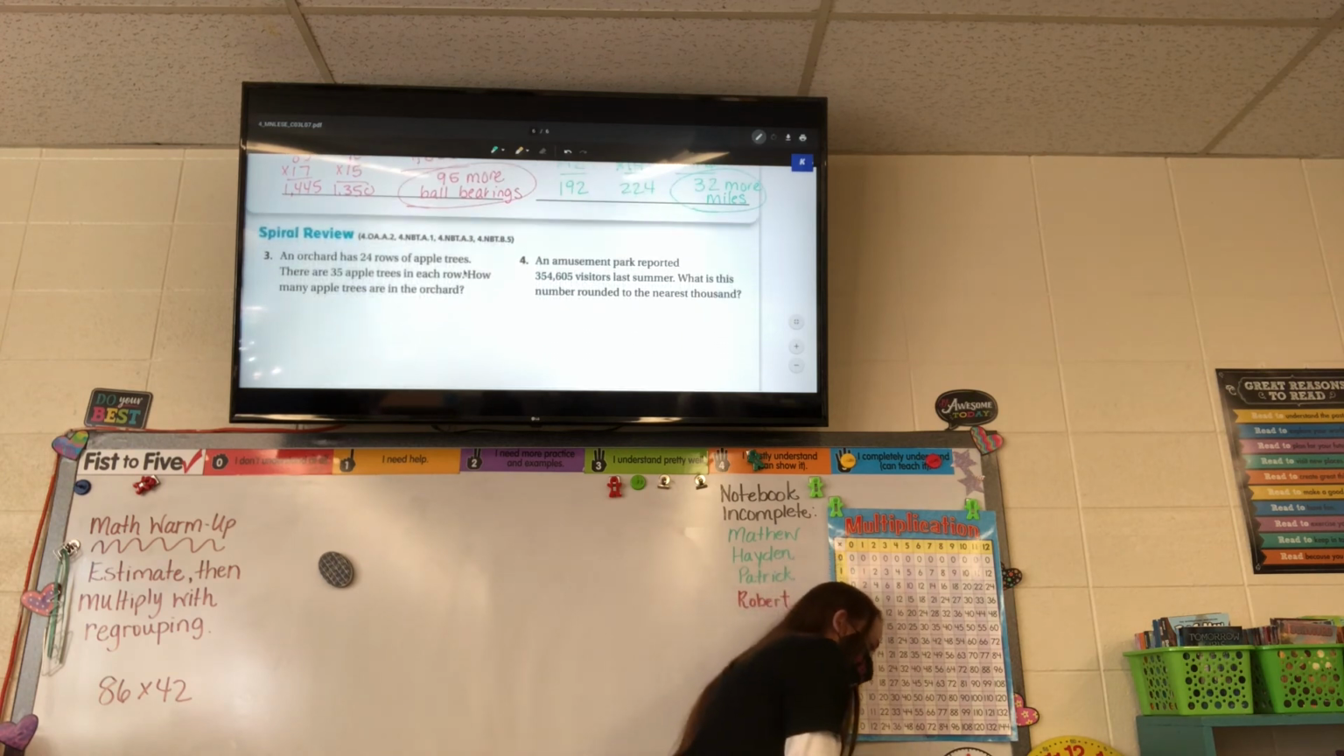Okay, 35 times 24. Write this down, show your work. 4 times 5 is 20. Put down the 0. Carry the 2. 4 times 3 is 12, plus 2 is 14. Cross out the 2, 0 placeholder. 2 times 5 is 10. Put down the 0, carry the 1. 2 times 3 is 6, plus 1 is 7. When we add those together, we get 840 apple trees.